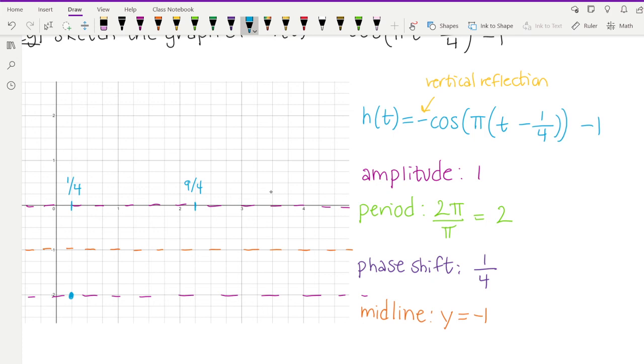And so using this symmetry that we know about this function, we know that it should also be at its minimum height at the end of the cycle. So it should be down here as well at 9/4.